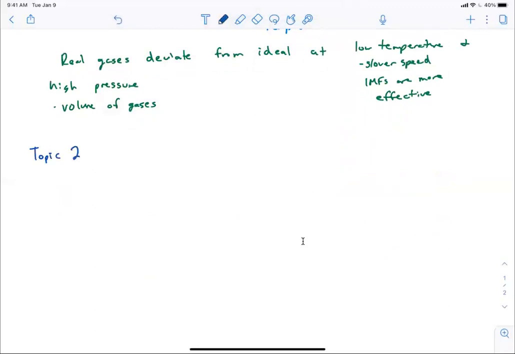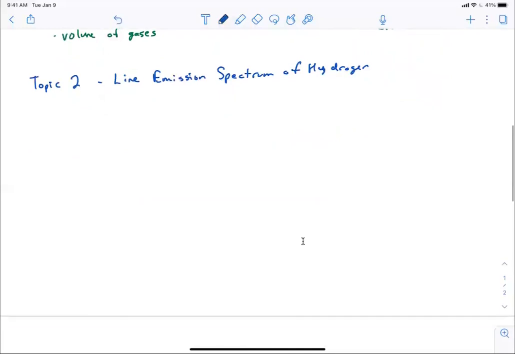Topic 2, okay? The next kind of chart graph that we're going to talk about is the line emission spectrum of hydrogen. The IB likes to represent this in a couple of different ways, and so really understanding each form of it is important.